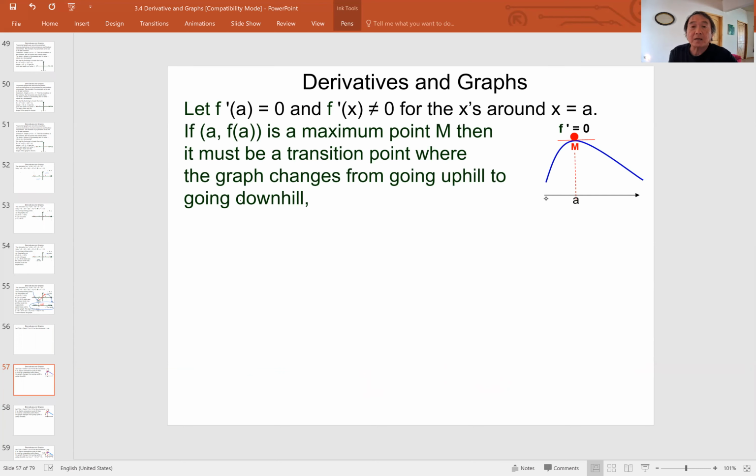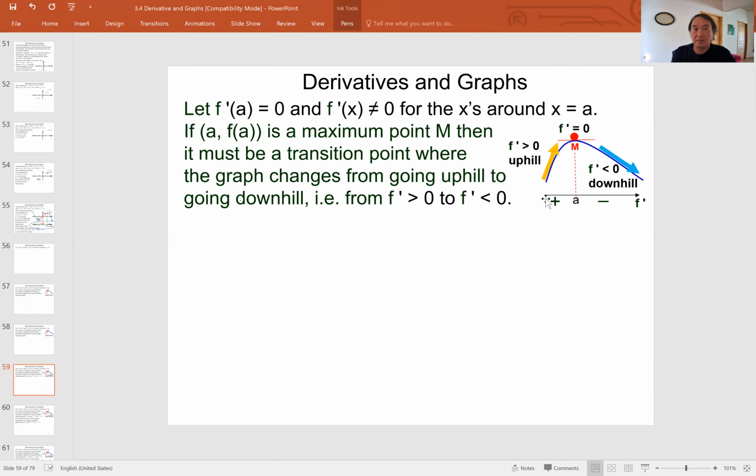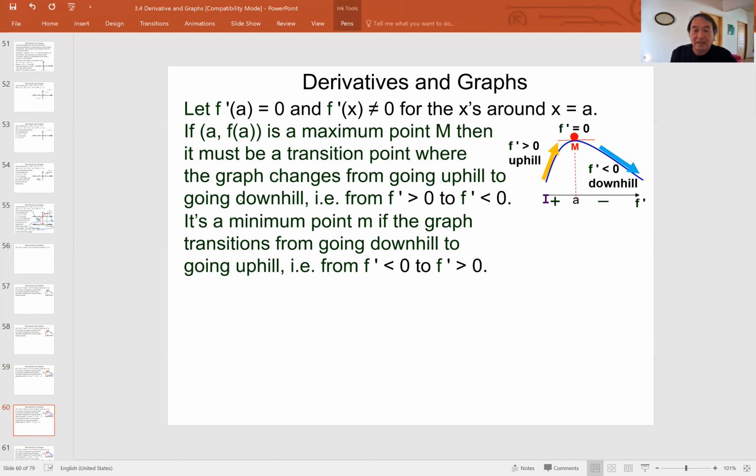Okay. If this point is a maximum point, then we must be climbing up and then going down. Then that means on the left-hand side of the point A, the sign of the derivative must be positive. On the right-hand side, going downhill, the derivative must be negative. So plus and minus. Okay.